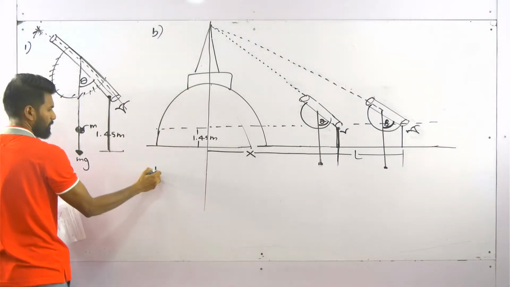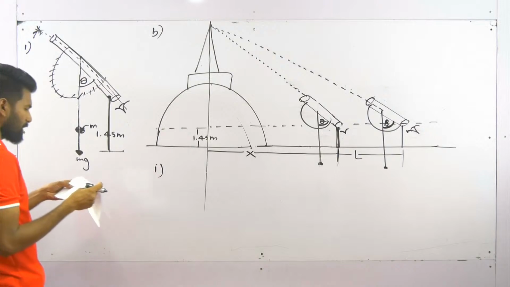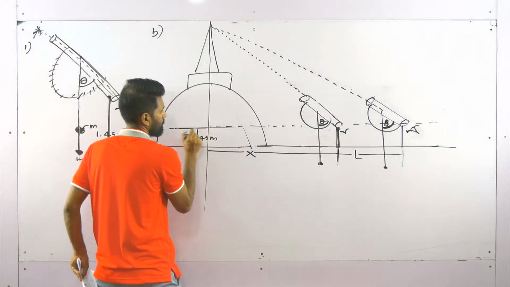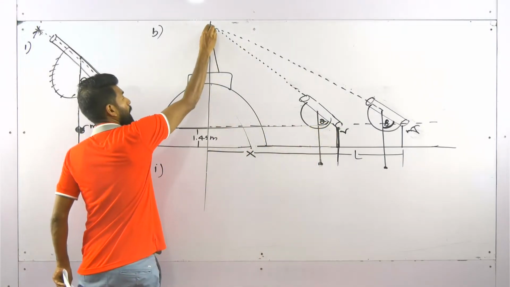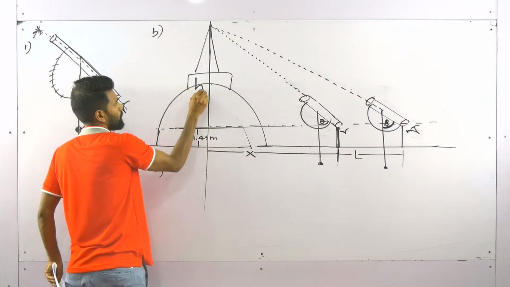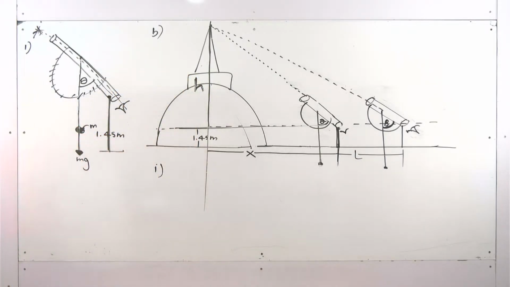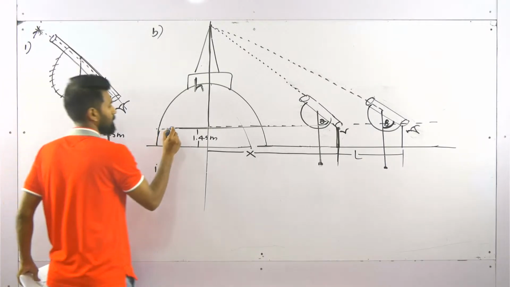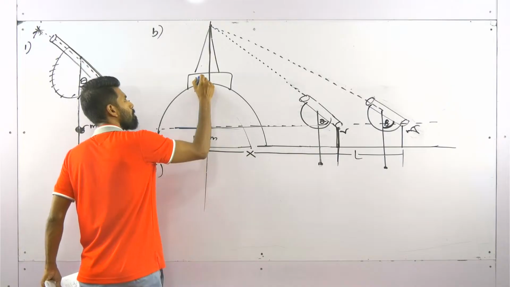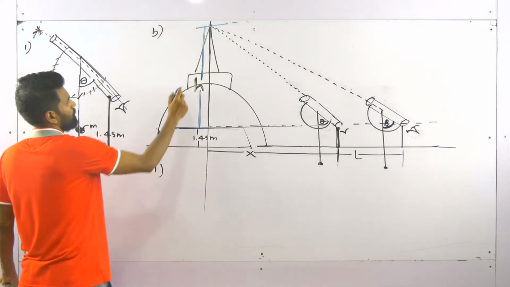Now, the first part of question B: derive an expression for x using h and theta. Here, from this level up to the top, the height is marked as h. This perpendicular height is marked as h. This side is H.